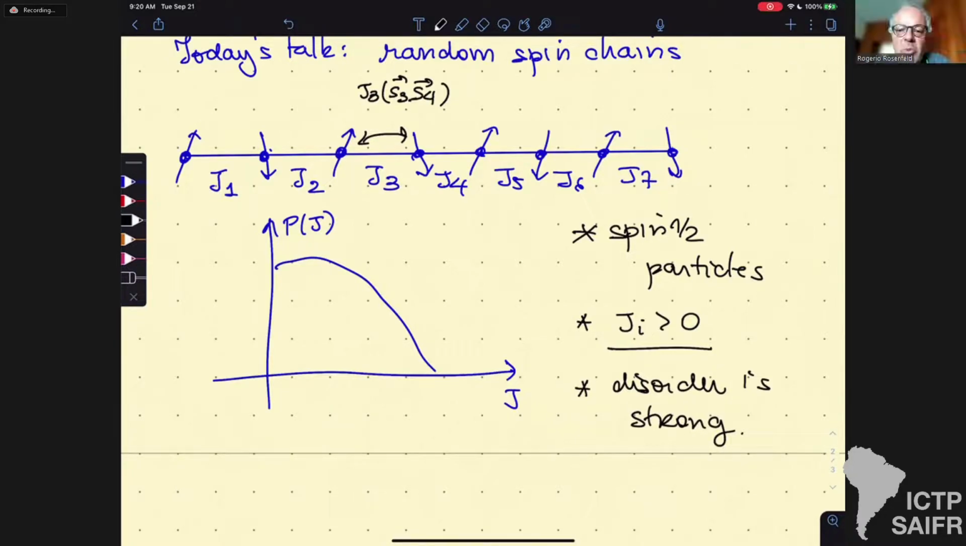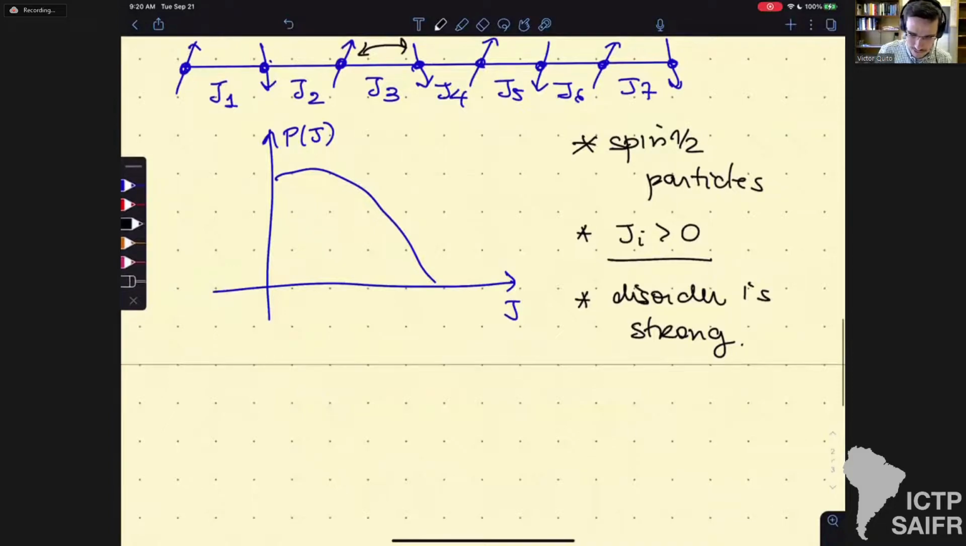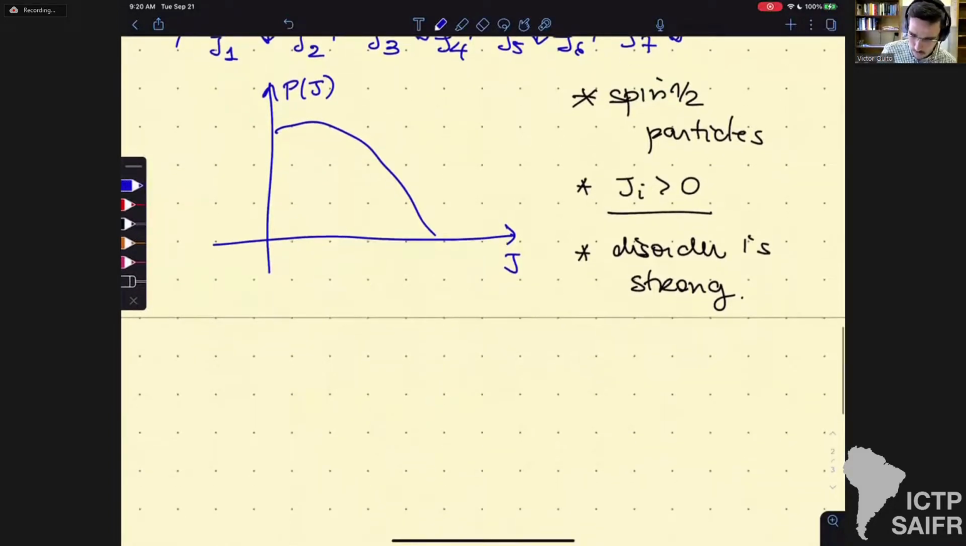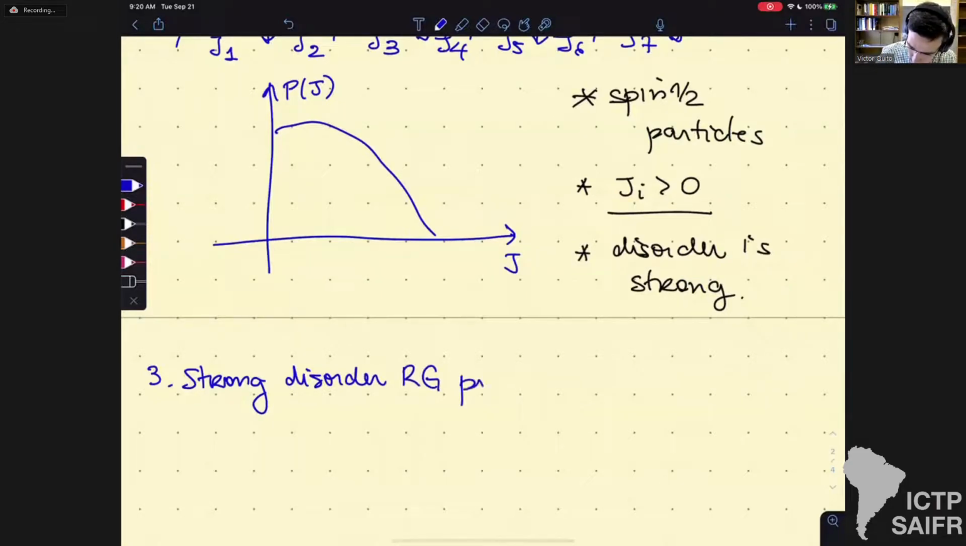Any other questions? Sorry, what do you mean by strong here? The standard deviation is large compared to the average. So the distribution is very broad. Okay. I will be more precise about it in a minute, because we are going to take advantage of this fact that the disorder is very large. And that's precisely where I'm going next, when I will go to part 3 and introduce this strong disorder RG procedure.